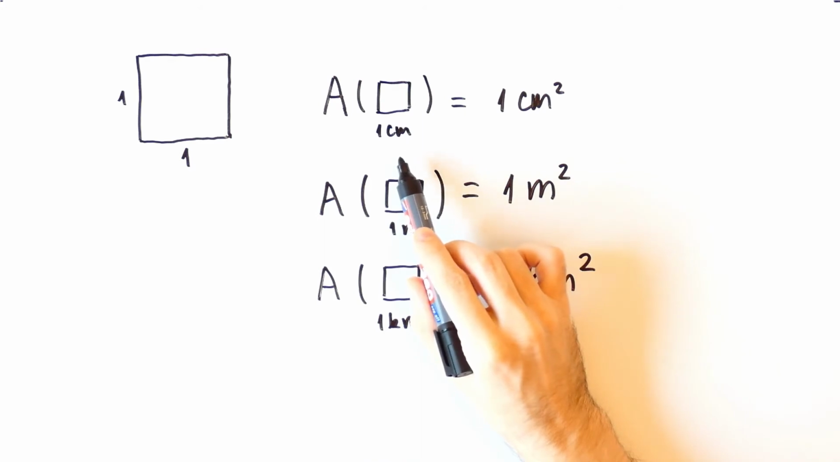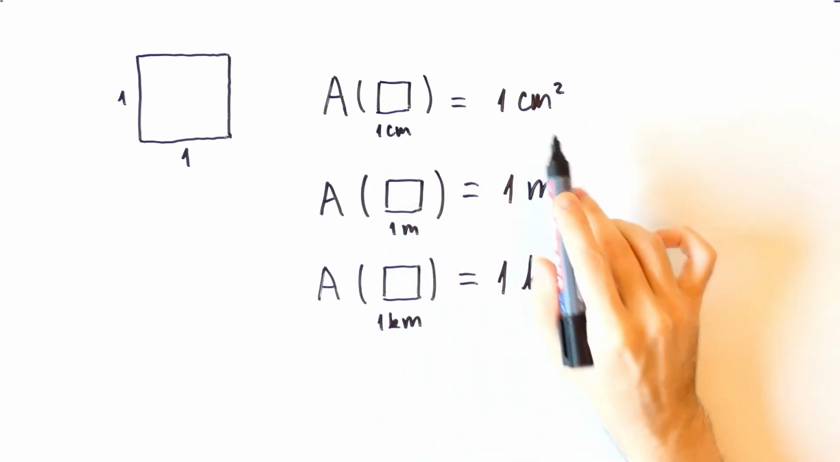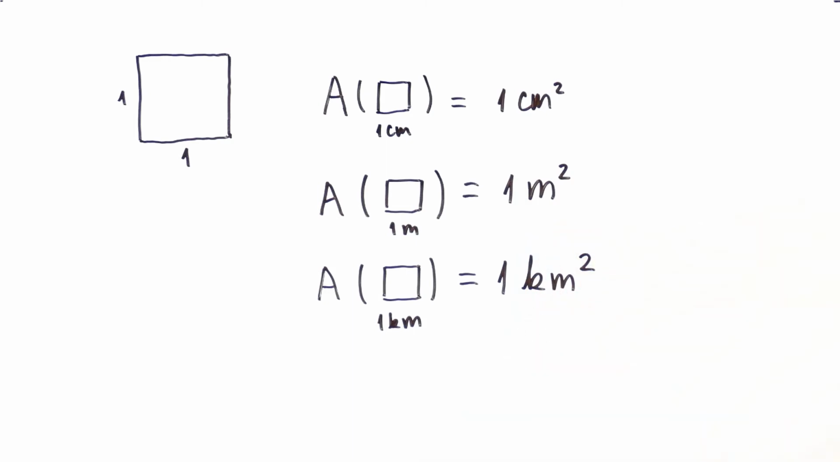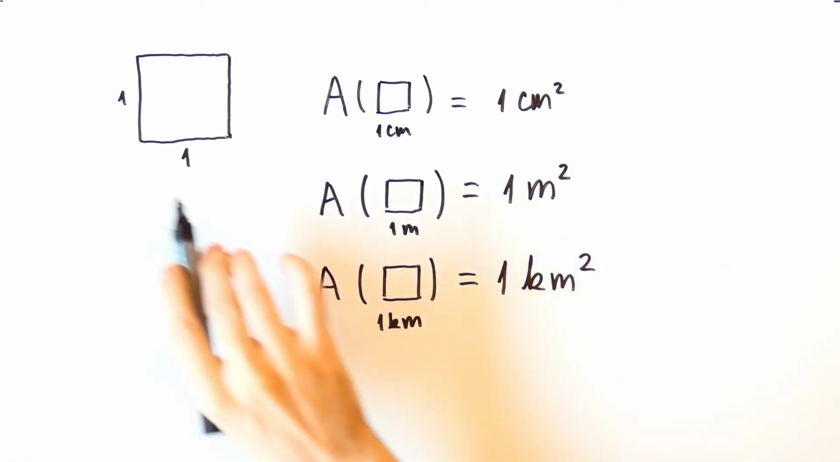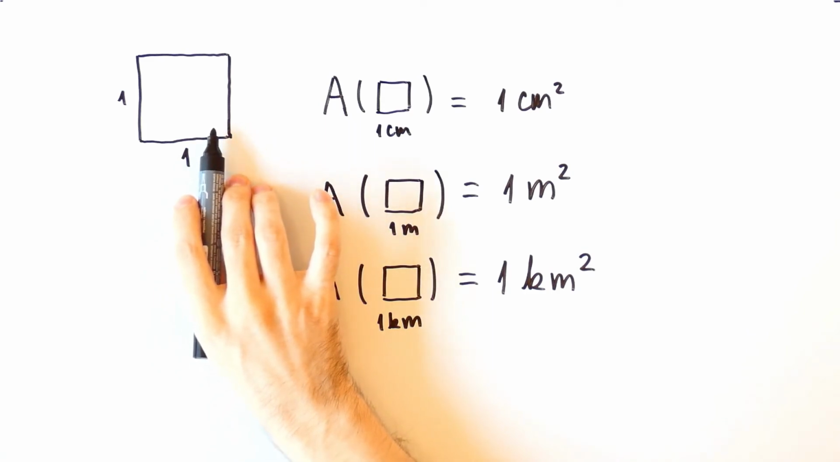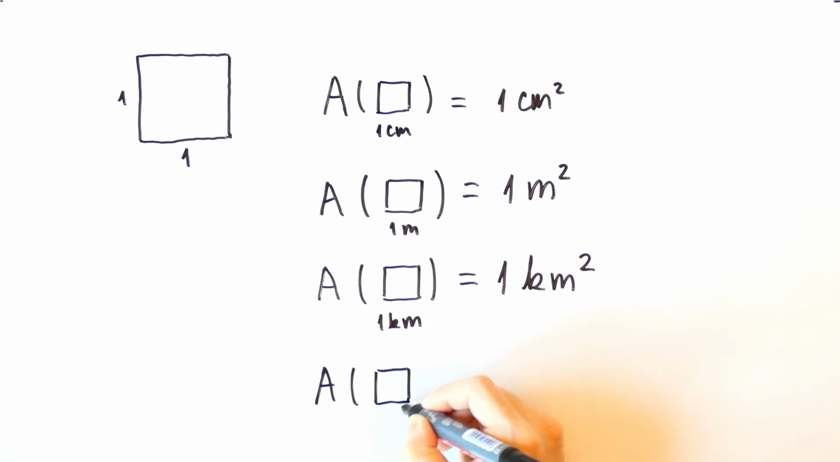Just as centimeter, meter, and kilometer are units of length, square centimeter, square meter, and square kilometer are units of area. However, in mathematics we are not constrained by physical quantities, and we can say that if the sides of a square have length 1, then its area is also equal to 1. And in this case, area is dimensionless.